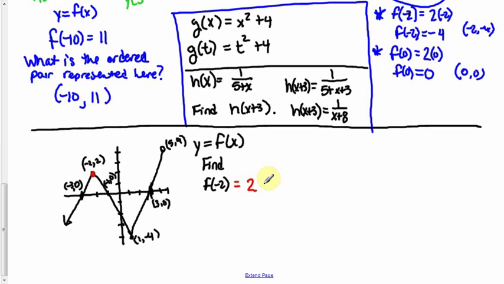Okay? Let's do f of 5. So we're just going to do a few. We're not going to do everything that's on here, but a lot of them. All right, see if you can find that one yourself.